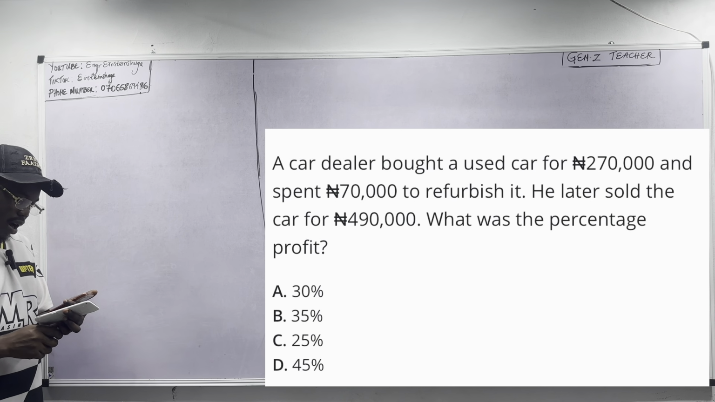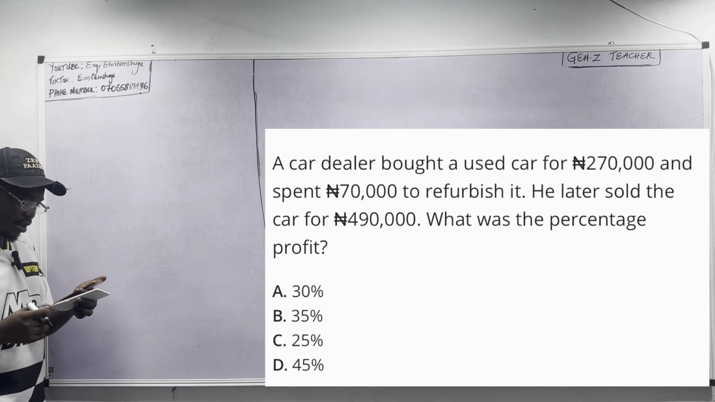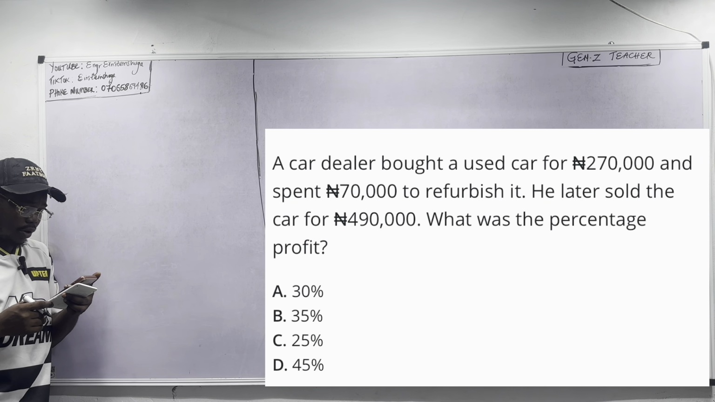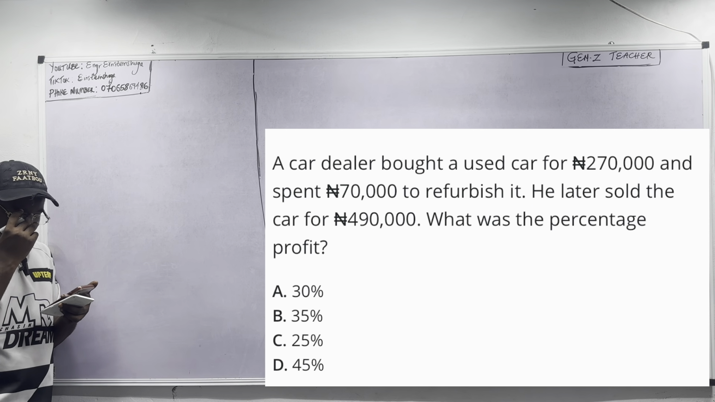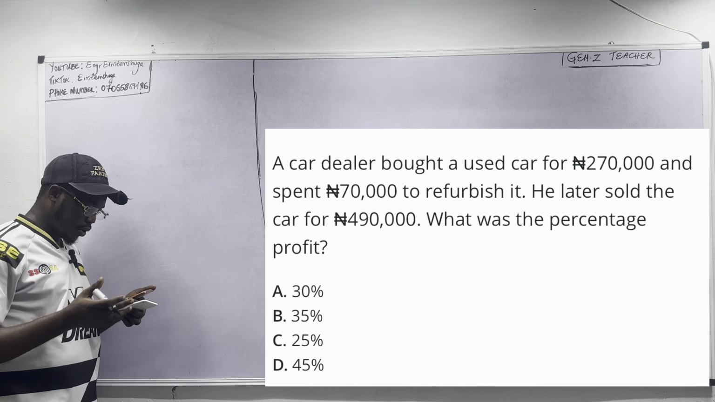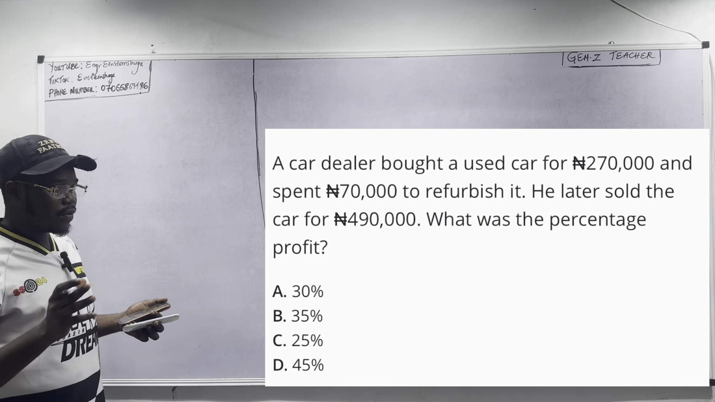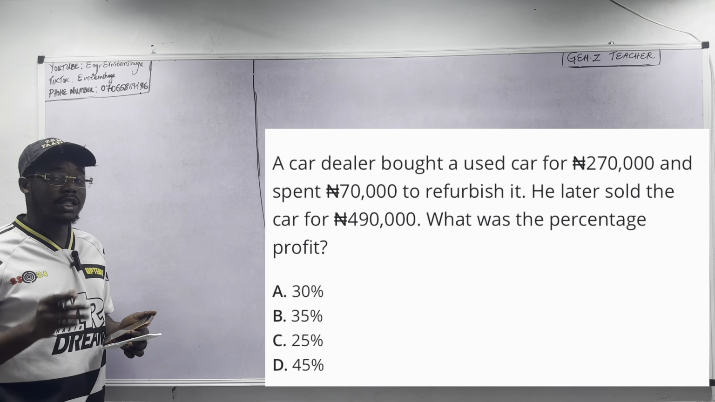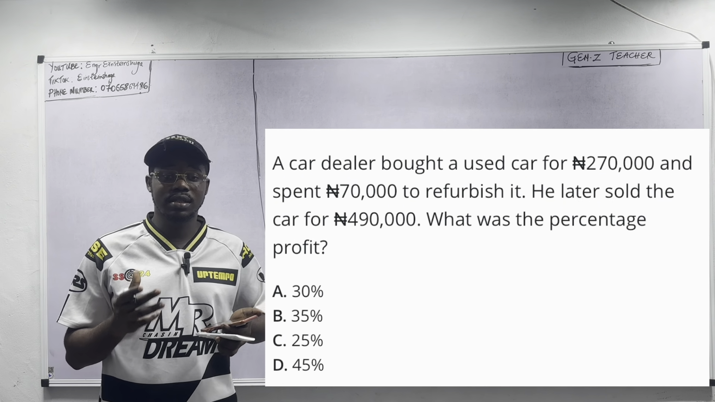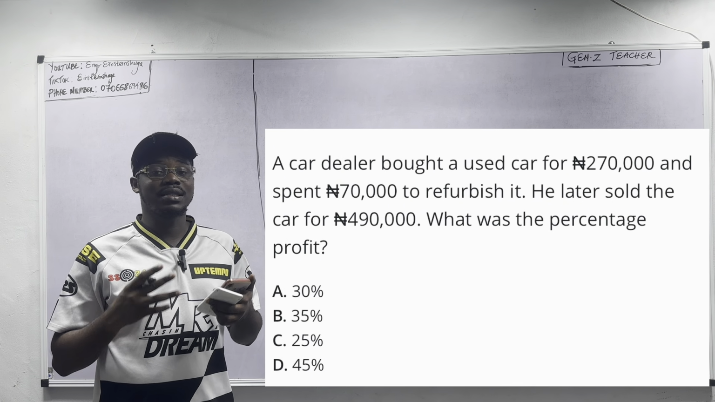Number 19, a car dealer bought a used car for 270,000 naira, many years ago, okay, and spent 70,000 naira to refurbish it. He later sold the car for 490,000 naira. What was the percentage profit? Now, from the given question, let's calculate our cost price. Remember, your cost price is not just the amount you use in purchasing. It also entails the amount you use in making that product look presentable for sale.